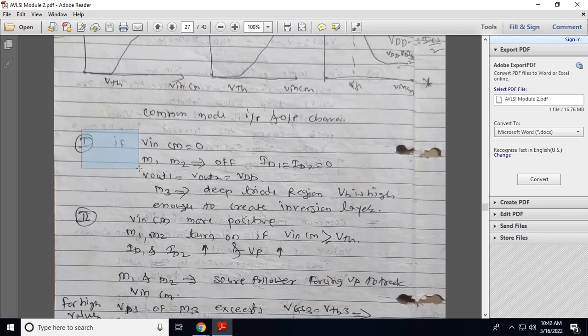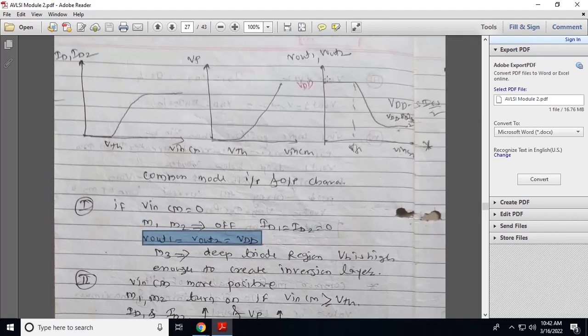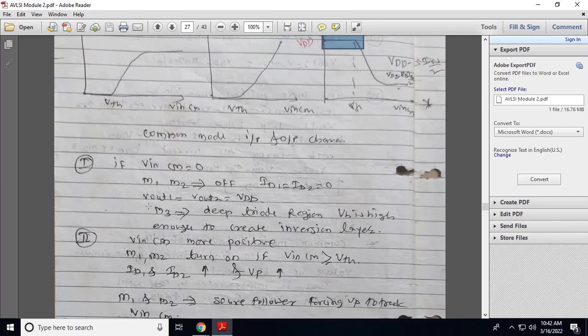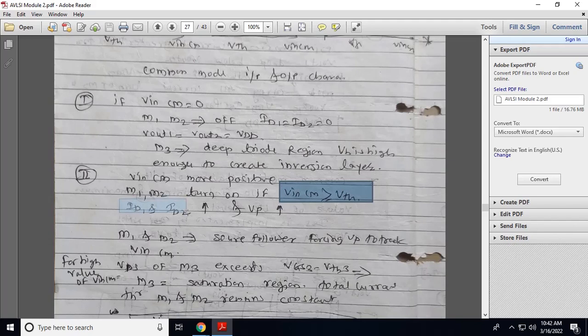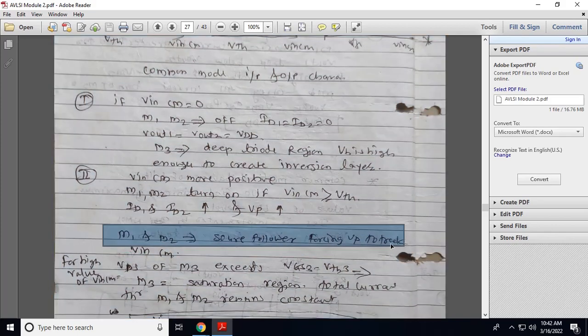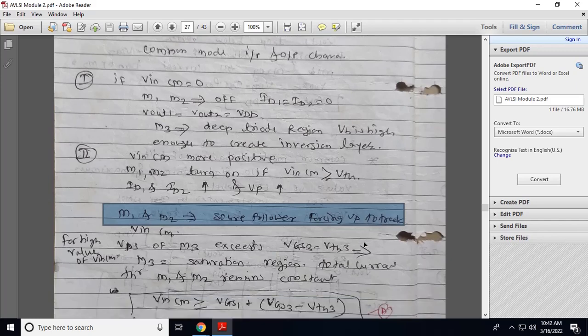See case number 1: if Vin,CM is 0, both transistors are off, so current is 0, so output 1 and output 2 are equal to VDD. So this is the region. Now MOSFET M3 is in the deep triode region, so we can apply a very high gate voltage. When Vin is positive, both transistors will turn on. When Vin is greater than VTH, ID1 and ID2 will increase, so the voltage at node P will increase. So M1 and M2 are source followers which will track the input Vin.